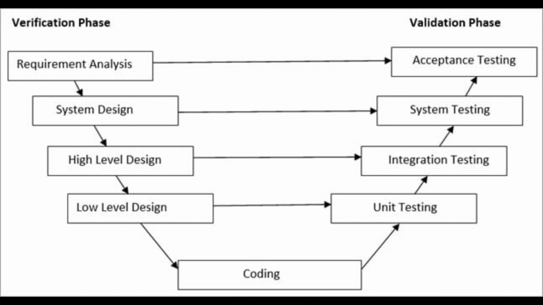Then there is a low-level design. So basically, low-level design defines the architecture or design of the individual components. Coding. So code development is done during this phase. The actual coding or the implementation of the software modules takes place in this stage.